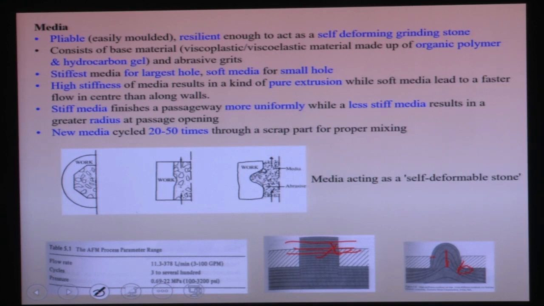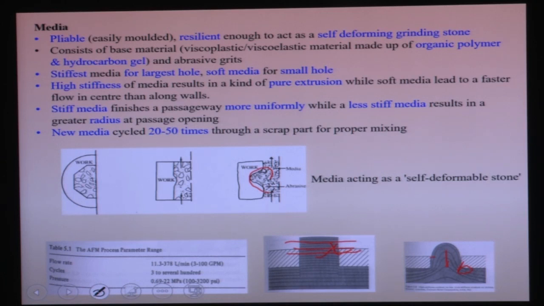So you can see here, this kind of surface can be polished by this AFM media. Any kind of surface, it will take the shape of the surface to be polished. High stiffness of the media results in a kind of pure extrusion, while soft media leads to a faster flow at the center than along the walls. Stiff media finishes the passageway more uniformly, while the less stiff media results in a greater radius at the passageway.